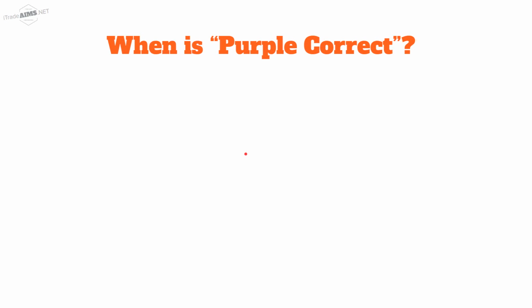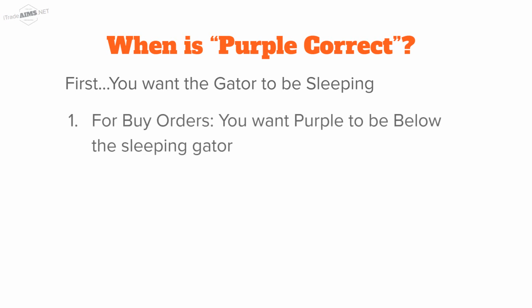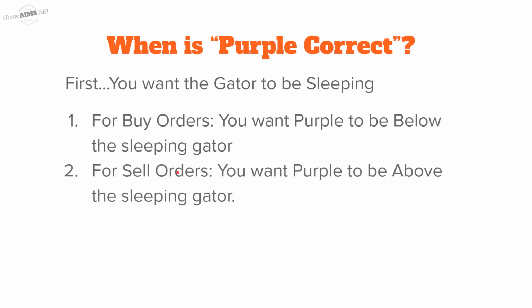You want the sleeping gator, but you want it to go away from the gator, and we'll go into it now. First, you want the gator to be sleeping. For buy orders, you want purple to be below the sleeping gator. And for sell orders, you want purple to be above the sleeping gator. Don't worry, I will go through examples in a bit.